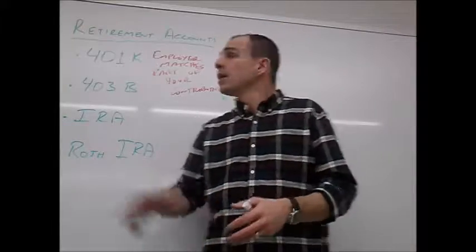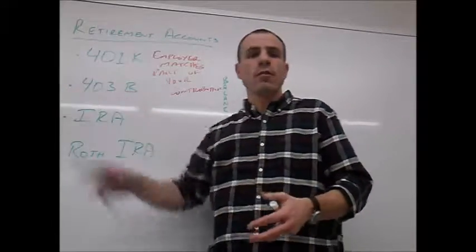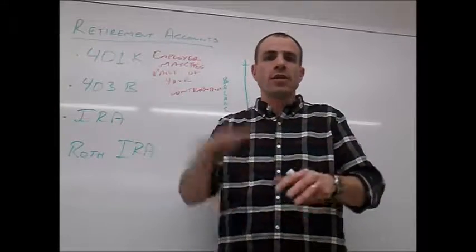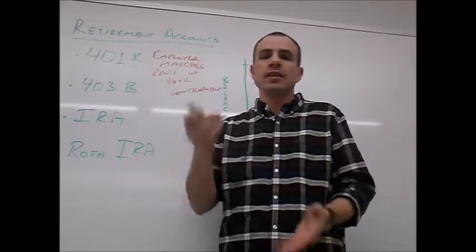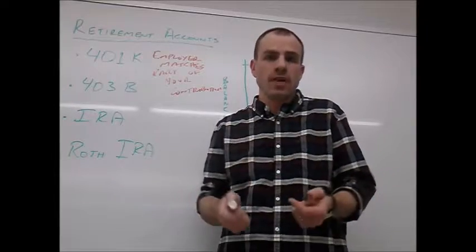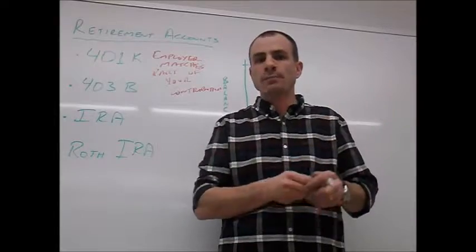So if you work in the public sector, you have the ability to save as well. It's just known as a 403b. And it works the same way as far as low risk, medium risk, high risk. The only difference is that the employer just does not match the funds. Okay, but again, we're saving over the course of time.